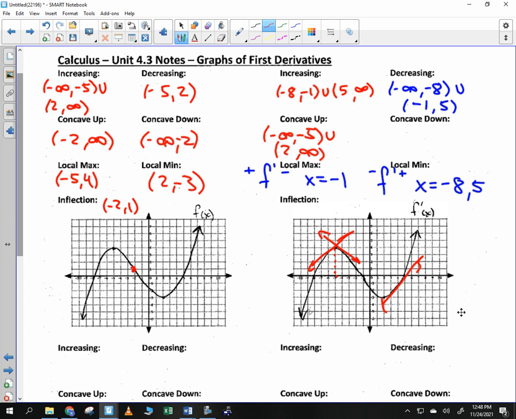So concave down is going to be wherever the slope of the first derivative is negative. When is the slope of the first derivative negative? -5 to 2. Good. Inflection is the point at which it changes concavity. When do we change from concave up to concave down? -5 and 2.